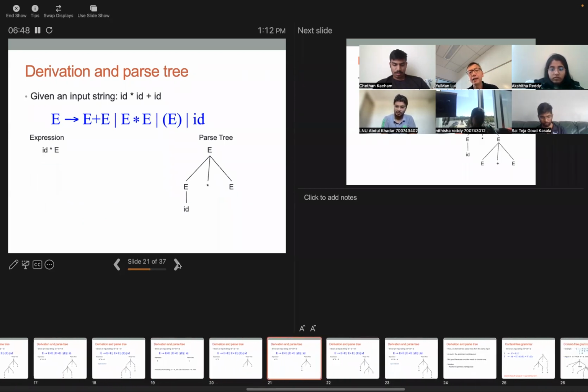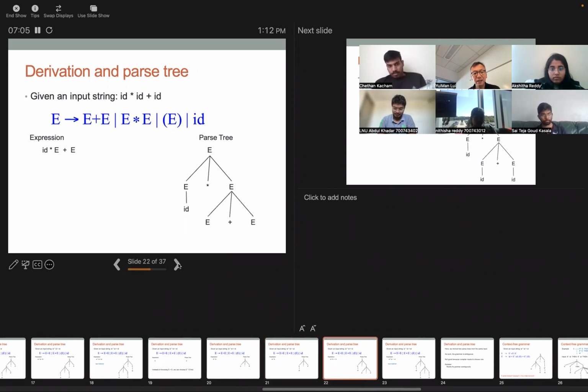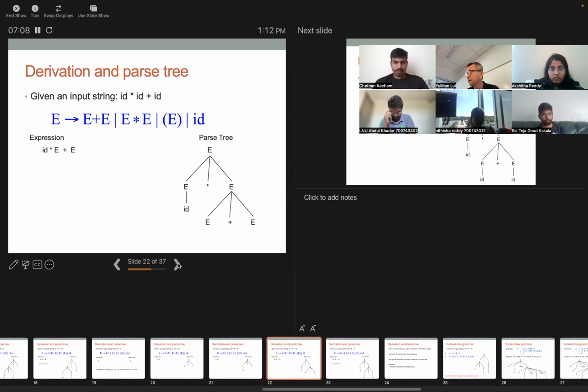So let's say I replace the first E by ID. And we only have one E left. So we only have two terminals, ID and multiplication. So one E left. Then I'm going to replace the second E by E plus E. Then this E is being expanded by appending E plus E as its children. So far so good. And we have ID times E plus E.